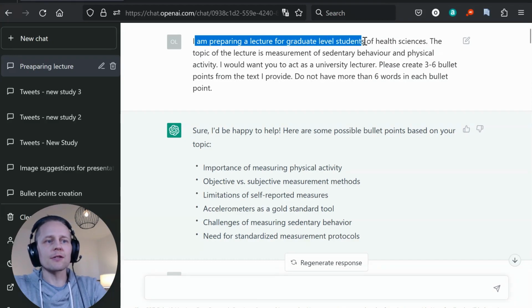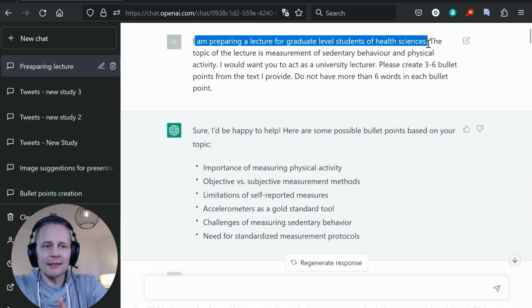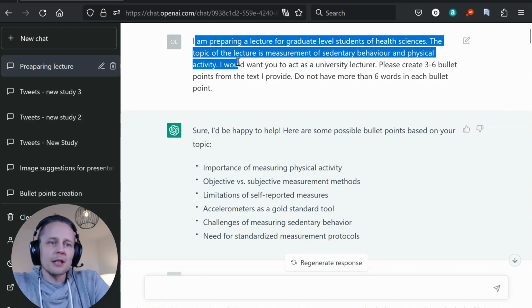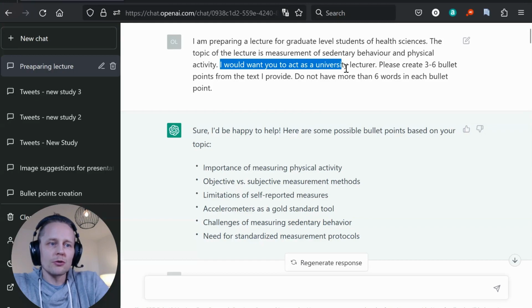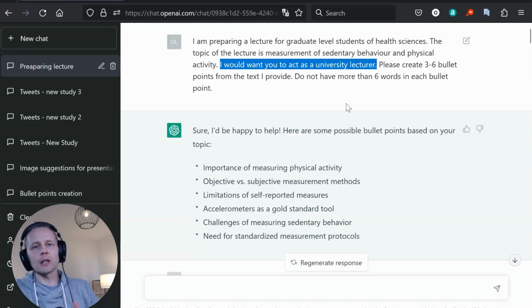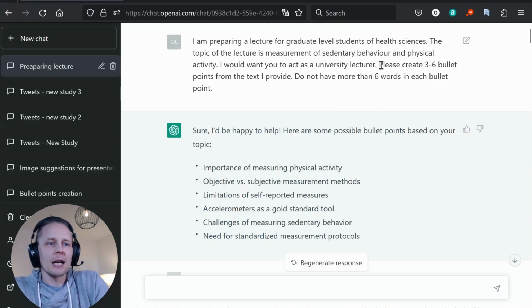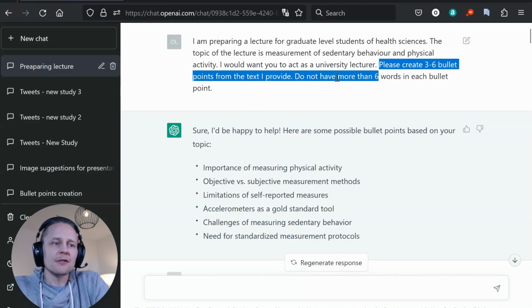I'm preparing a lecture for graduate level students of health sciences. So I'm giving context of what I'm doing. The topic of the lecture is measurement of sedentary behavior and physical activity. I want you to act as a university lecturer. When you tell ChatGPT what it should act as, it will use the language of that professional or that character. And then I'm saying, please create 3 to 6 bullet points from the text I provide.